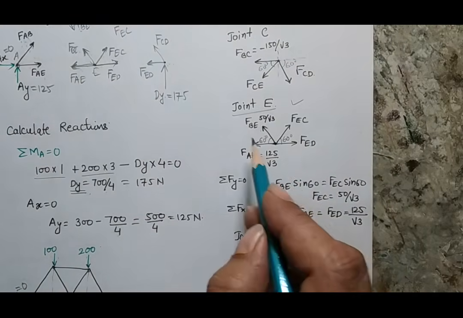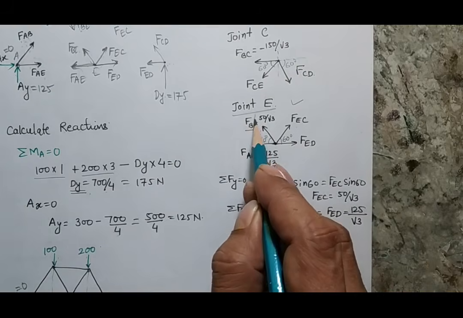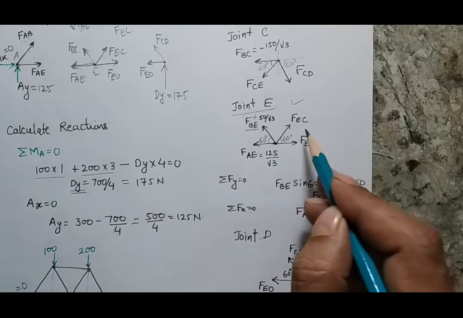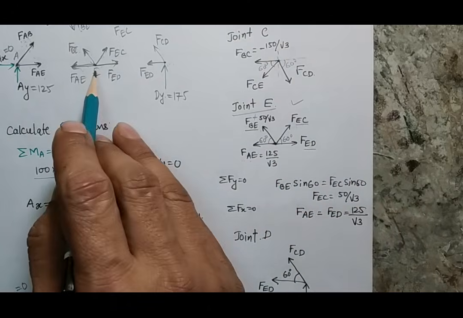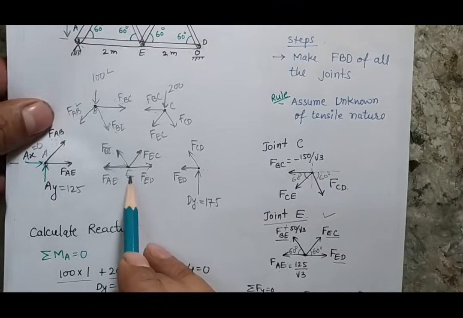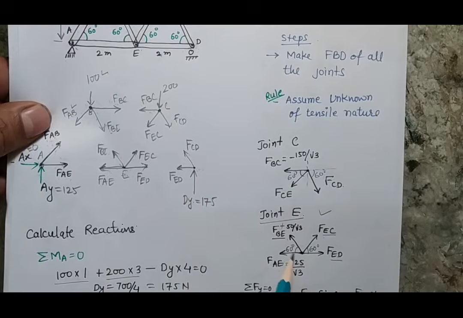Out of these four forces, BE is known to me, which is positive 50 by root 3, and AE is also positive 125 by root 3, and EC and ED are unknown. You can see here that I am considering joint E. There are four members. Here is the free body diagram of joint E, and this is the same diagram.